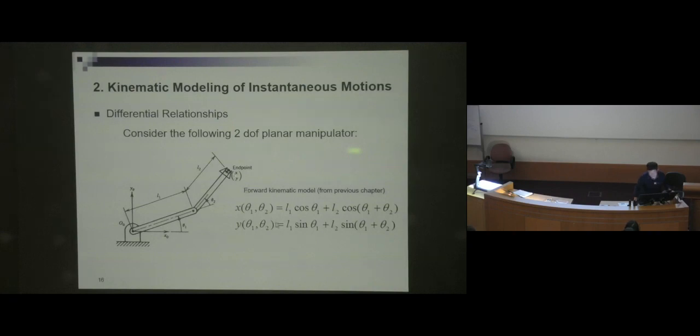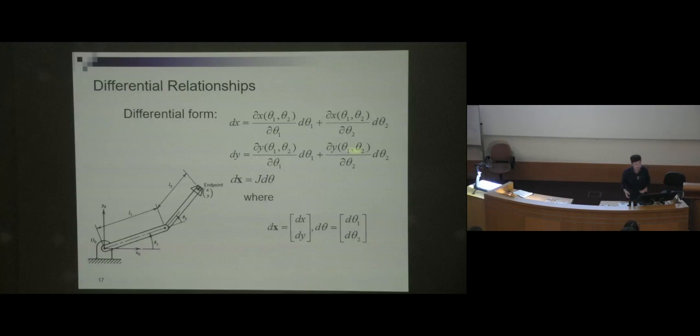After you have this xy, you do the differentiation, and after you differentiate, you have the differential form. So you do your dx, which is the partial of x with respect to theta 1 times d theta 1, plus the partial of x with respect to theta 2 times d theta 2. You do the same thing for dy. The partial differentiations can be combined into matrix form. So your dx dy is your bold x, where the bold indicates that this is a vector.